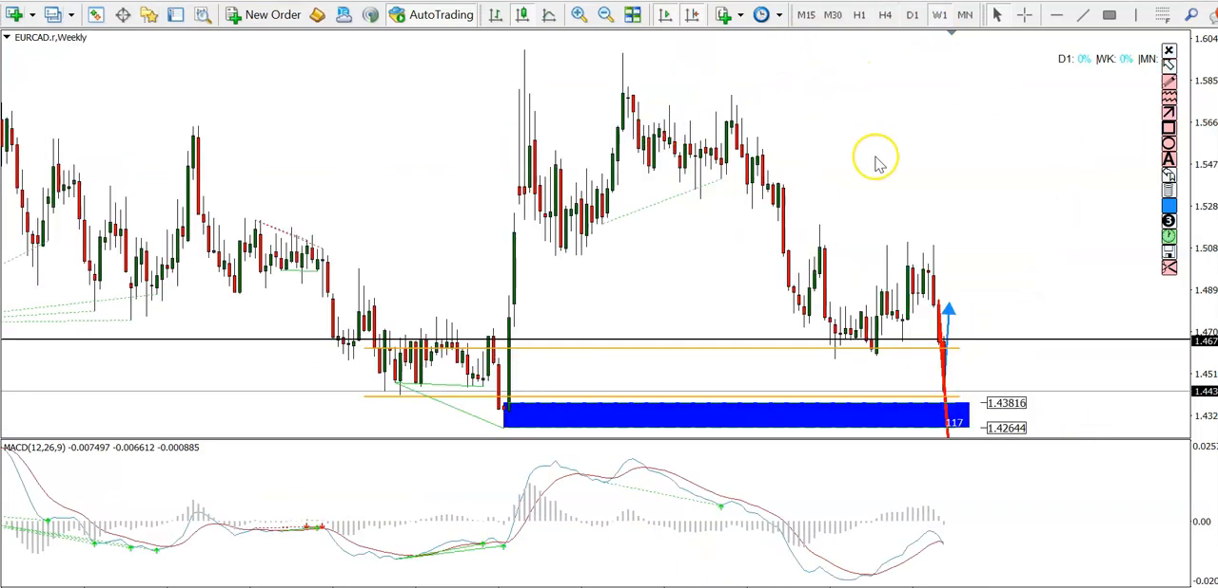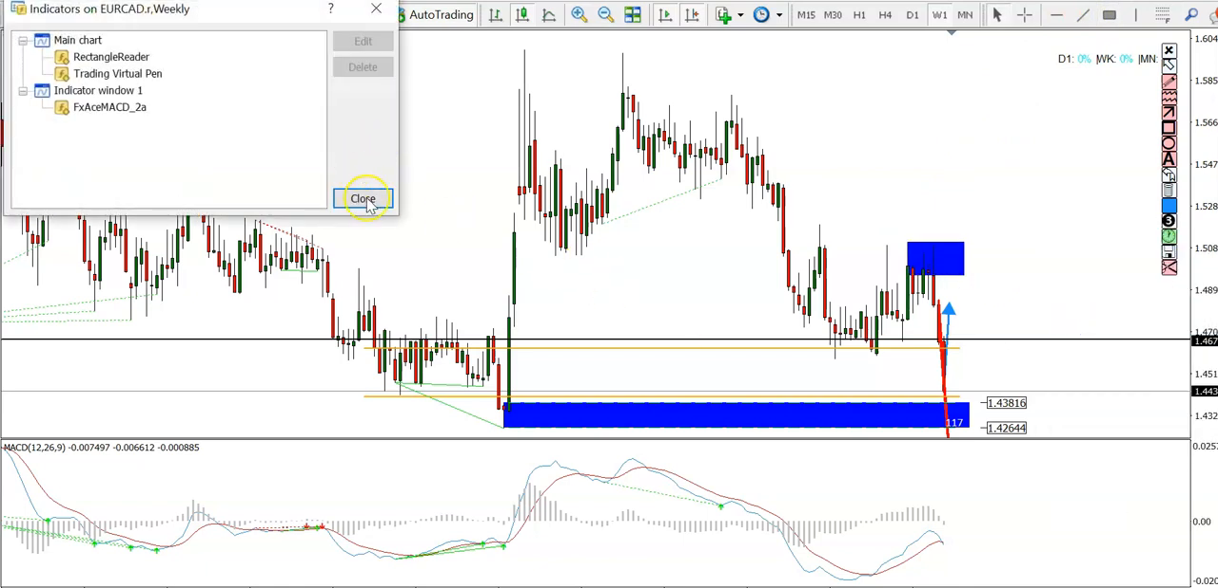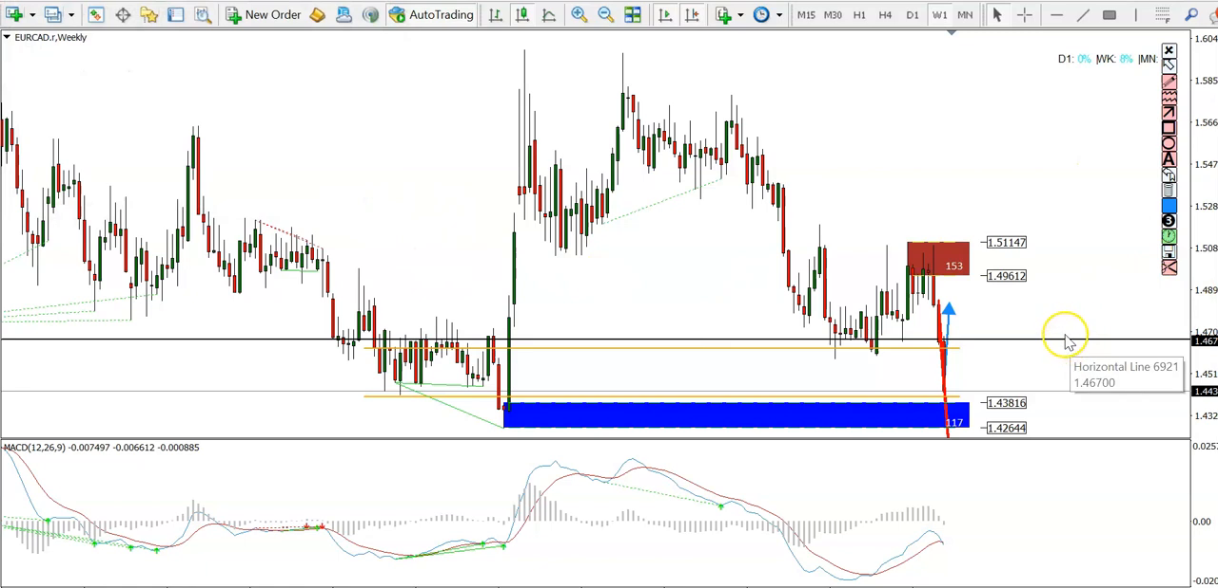So I'm going to give you the actual setup in a minute. Basically, this could be a target here for it, and again the 147 area. Target 1 is 147, target 2 is around the 149.5, 150 area.